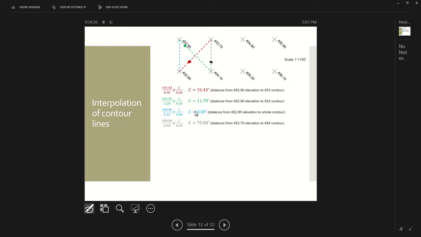All right, so let's figure out the next one. We're going to figure out the purple line. On the purple line, we change elevation between the two.